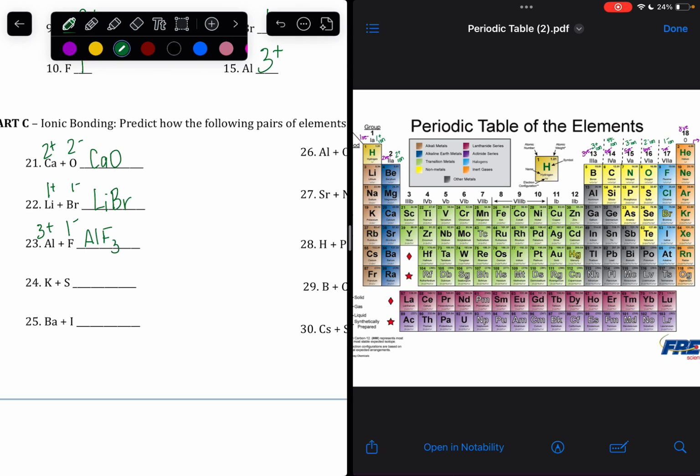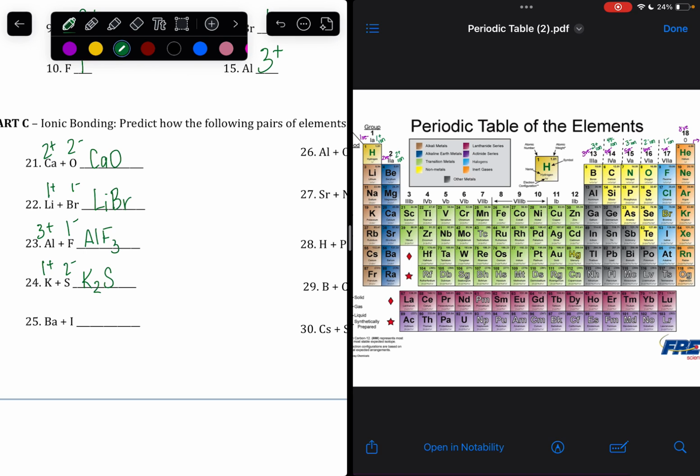Potassium's in group 1. It has a 1+ charge. Sulfur is in group 16. It has a 2- charge. If I had a +1 and a -2, I need to add more of something. My potassium has the smaller number for its charge. I'm going to need 2 potassiums to balance out my 1 sulfur. So I'm going to have K2S, and that's going to be potassium sulfide.